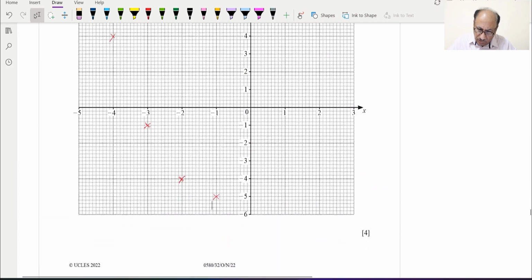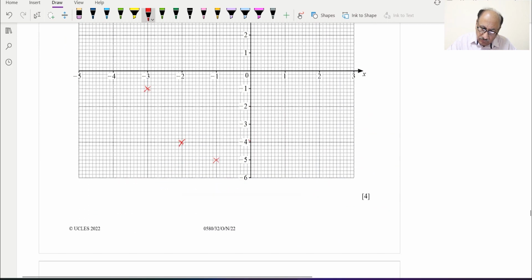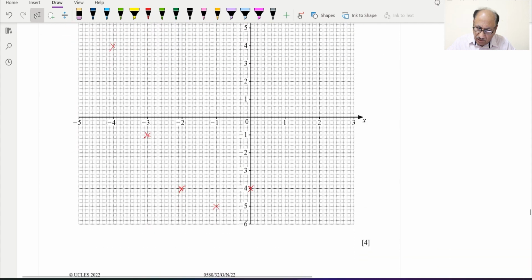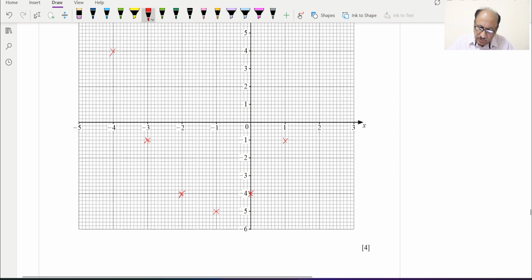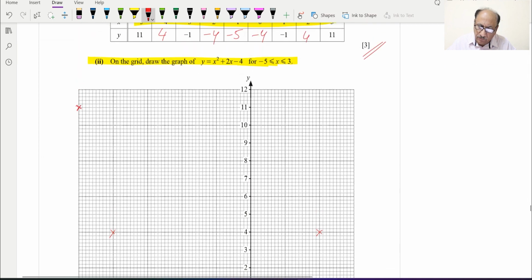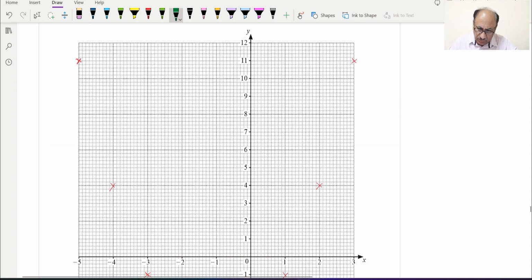And 0 and minus 4 also indicated. And 1 and minus 1 is here. Then 2 and 4 will be marked over here. Then 3 and 11 will be this one. After this, we need to just sketch the graph, draw the graph basically.